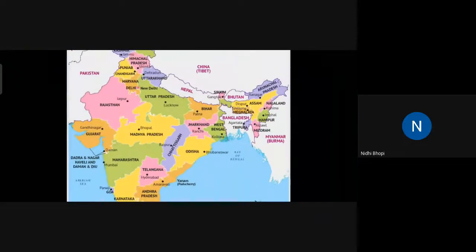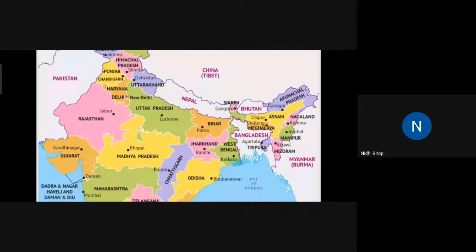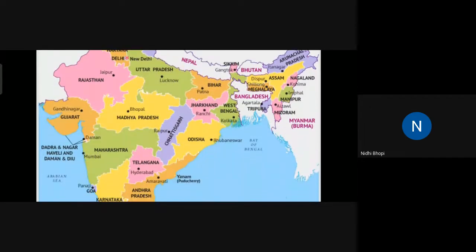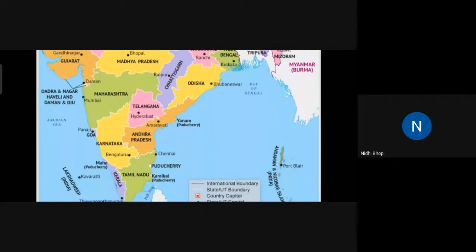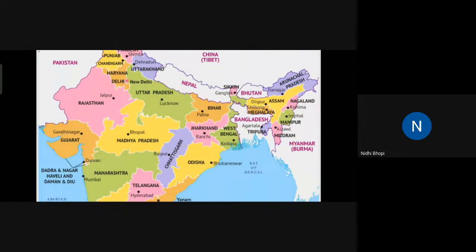We have important states over here. You can see top to bottom we have Ladakh, Jammu Kashmir, Himachal, Punjab, Haryana, Uttarakhand, Delhi. We have Uttar Pradesh, Rajasthan, Bihar, Madhya Pradesh, Gujarat, Jharkhand, West Bengal, Chhattisgarh, Odisha, Maharashtra, Telangana, Andhra Pradesh, Karnataka, Goa, Kerala, Tamil Nadu to the south. And we have to come to the very eastern part, that is northeast.